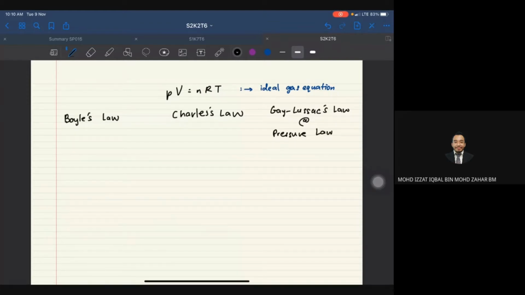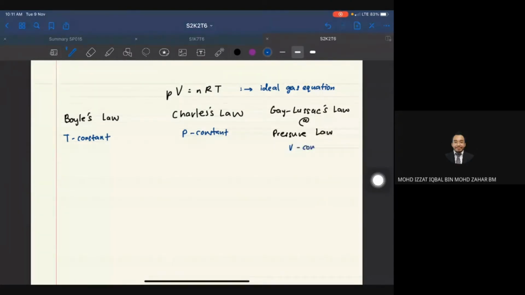Okay, so the first thing that you need to do is memorize, for Boyle's law, what is the quantity that is constant. For Charles' law, what is the thing that is constant, and for the pressure law, what is constant. Okay, so Boyle's law, what is constant? Temperature. Yes, good. Temperature is constant, T constant. For Charles' law, what is constant? Pressure. Yes, P is constant. And then for the pressure law, volume. Volume is constant. Very good.